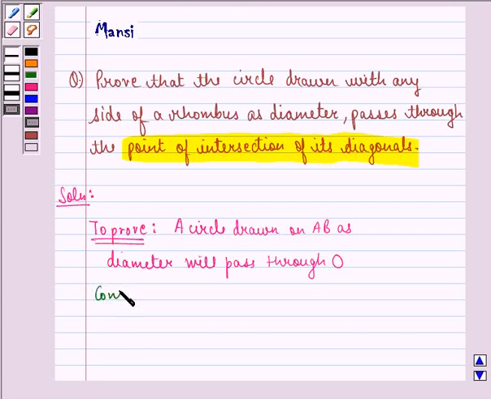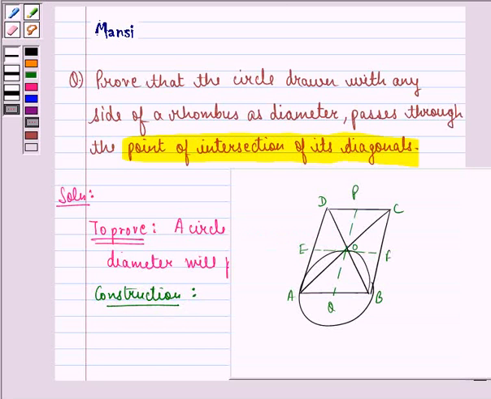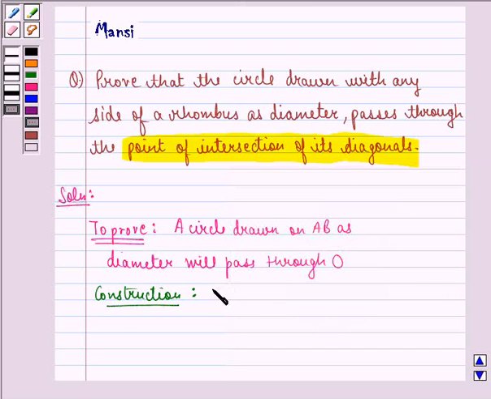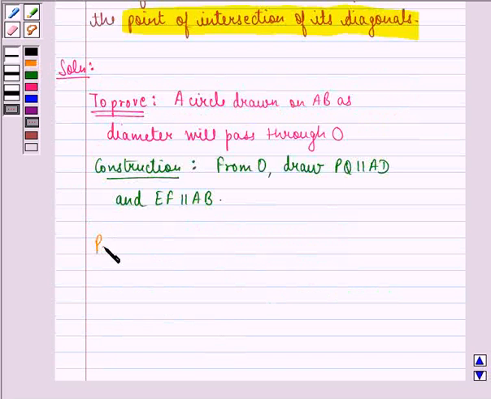First of all, let us do some construction that helps us solve this question. The construction would be: from O, we draw PQ parallel to AD and EF parallel to AB. Now, we can start with the proof to this question.